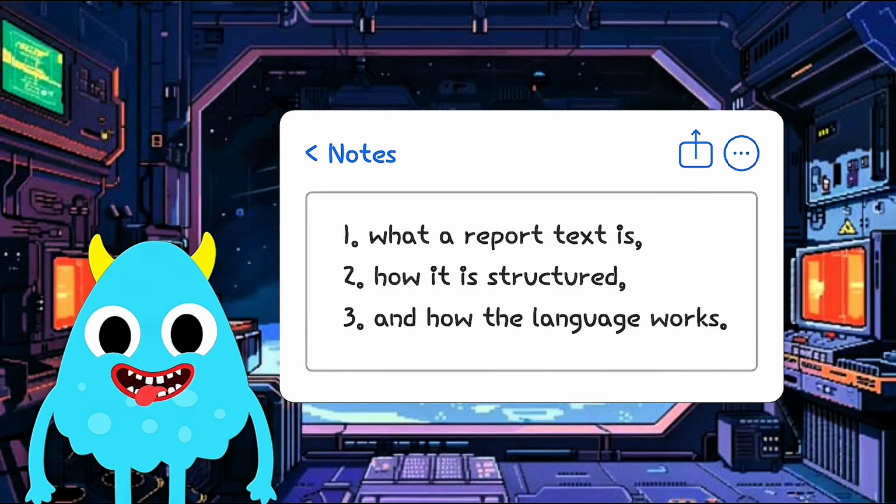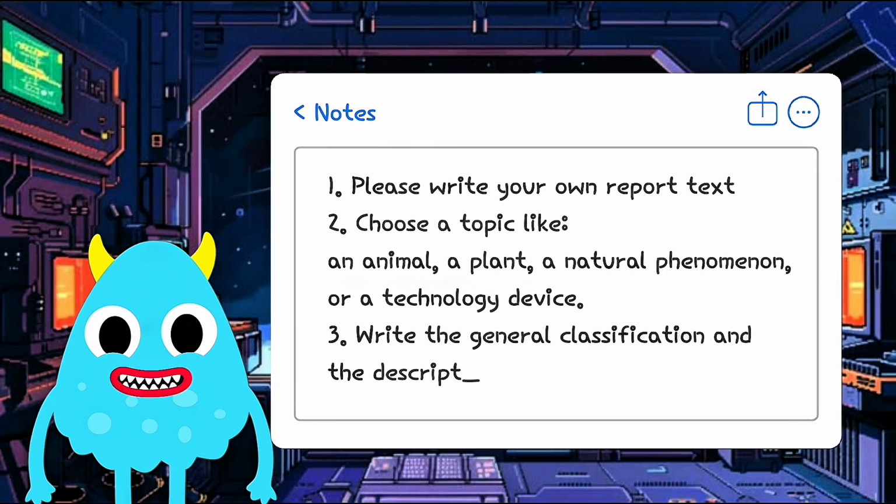...text is, how it is structured, and how the language works. To practice, try writing your own report text. Choose a topic like an animal, a plant, a natural phenomenon, or a technology device. Then write the general classification and the description.